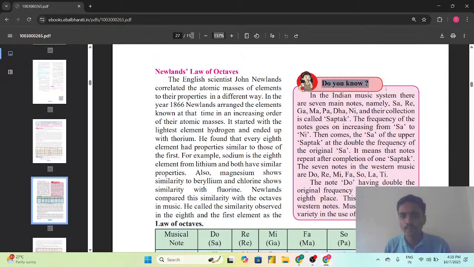So we are having one part, do you know? In the Indian music system, there are seven main notes, namely sa, re, ga, ma, pa, dha, ni, and their collection is called the saptak. The frequency of the notes goes on increasing from the sa to ni, then comes the sa of the upper saptak at double the frequency of the original sa. It means that the notes repeat after the completion of one saptak.